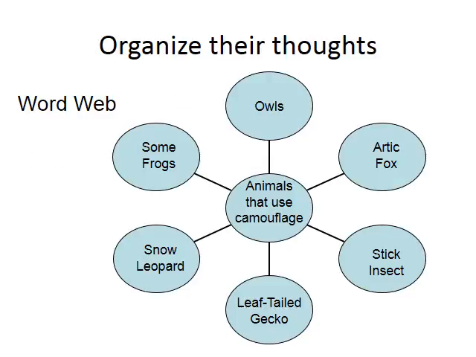In your packet, please find the example of the blank word web. The simple word web can be adapted very easily. The number of circles can be changed. The concept or word goes in the center, for example, animals that use camouflage. And the descriptors or examples go in the circles coming out of it, such as snow leopard, leaf-tailed gecko, etc.